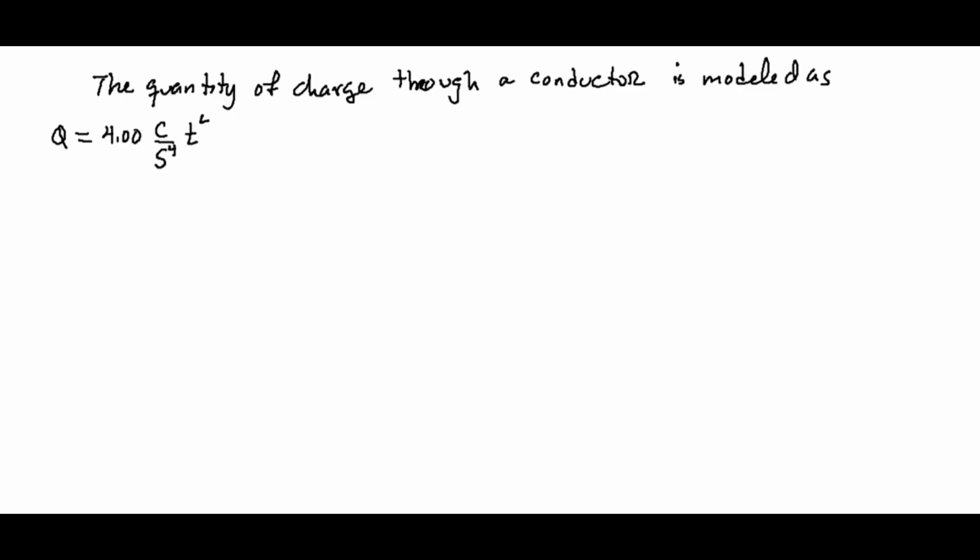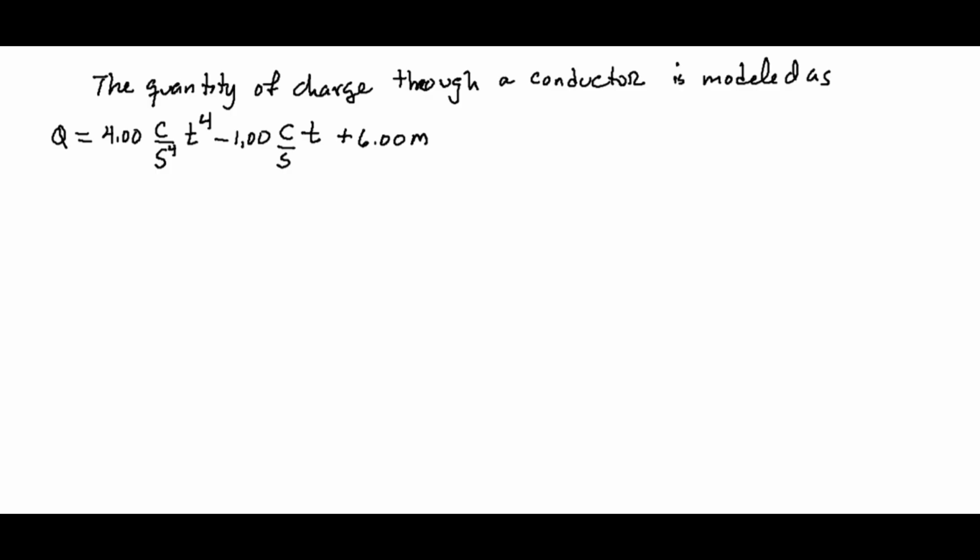The quantity of charge through a conductor is given by Q equals 4.00 coulombs over seconds to the 4 t to the 4, minus 1.00 coulombs over second t, plus 6.00 microcoulombs.